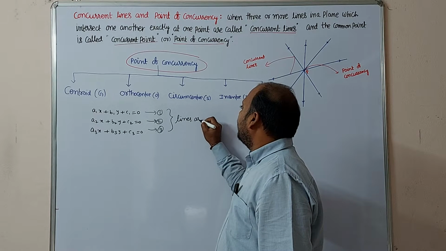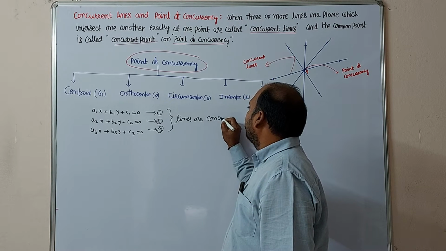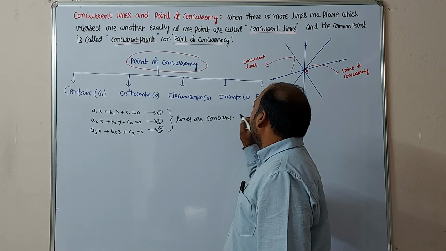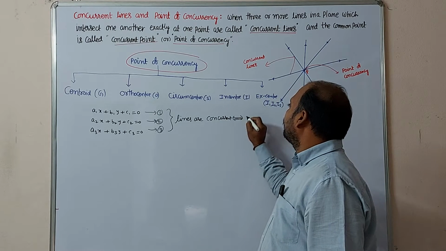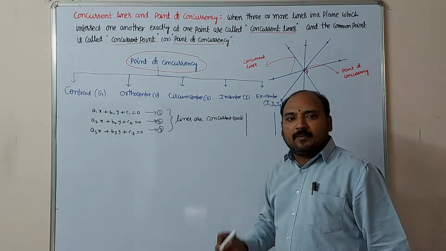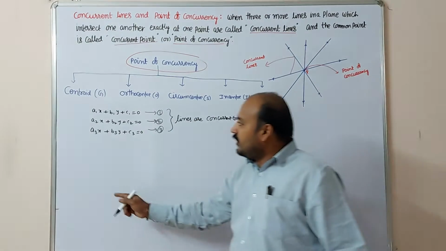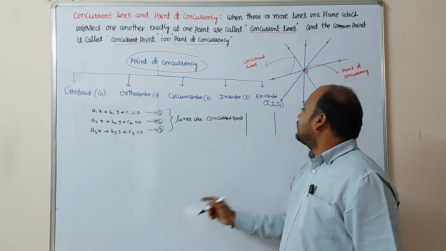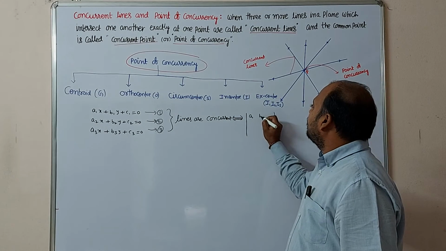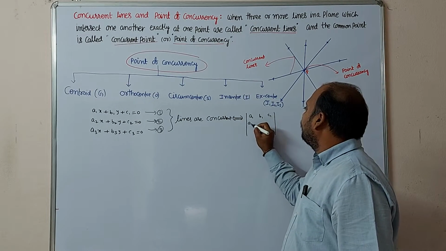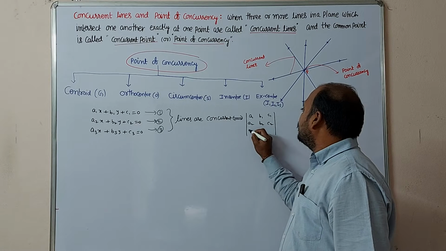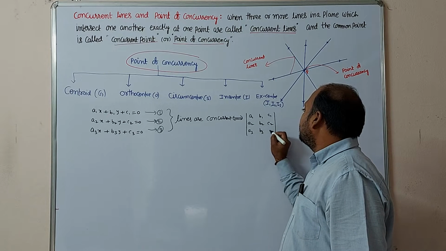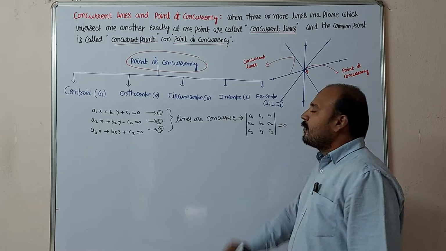Lines are concurrent if and only if the determinant formed by these lines, with x coefficient, y coefficient and constant in the three equations a1, b1, c1, a2, b2, c2, a3, b3, c3, is equal to 0.